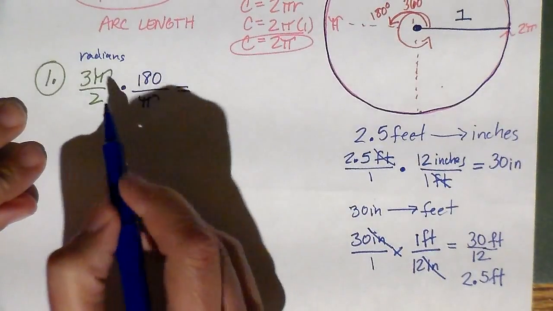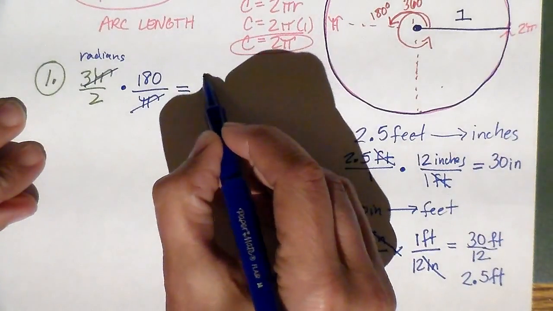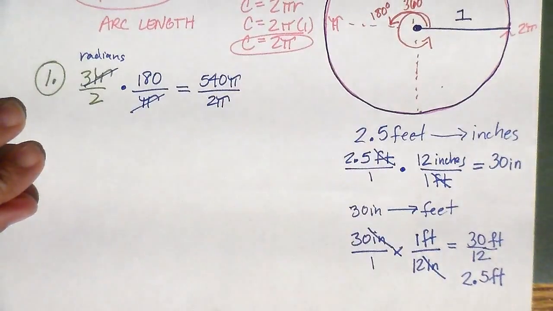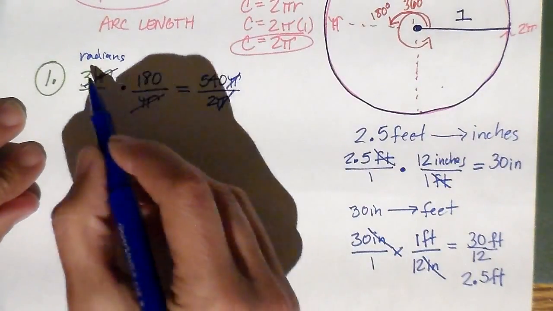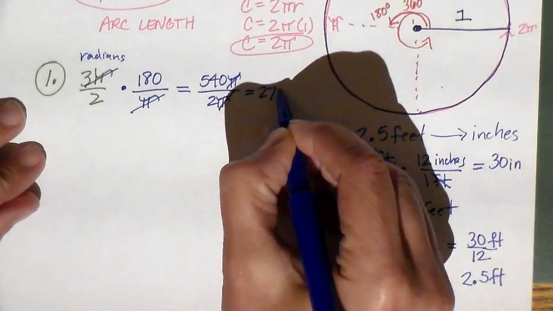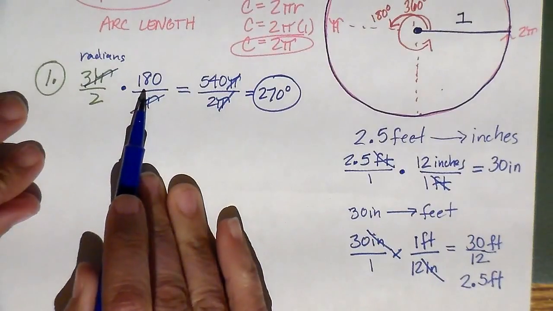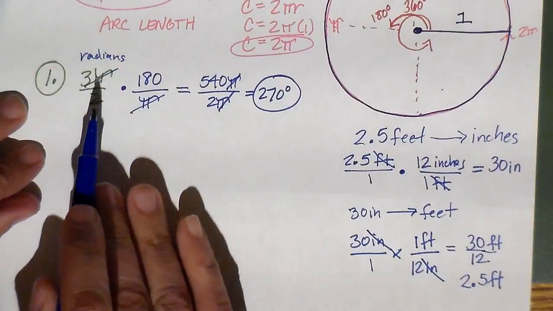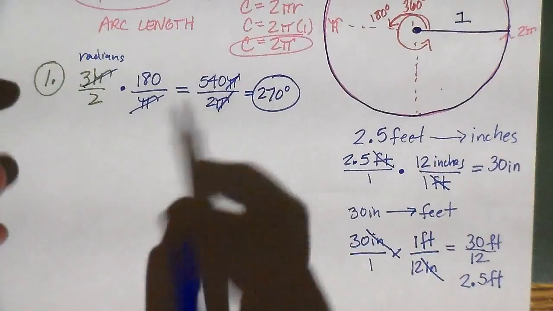So I'm doing the same thing because now what's going to cancel out? The pi's are going to go away. If I didn't cancel them, I would end up with 540 pi over 2 pi, right? And that's where they cancel. But I'm just canceling them ahead of time because I can see they're going to go away. And 540 divided by 2 is 270. So 270 degrees is half the circle. Is 3 pi over 2, which is actually 3/4 of the way around the circle. Okay, so it's 270 degrees.